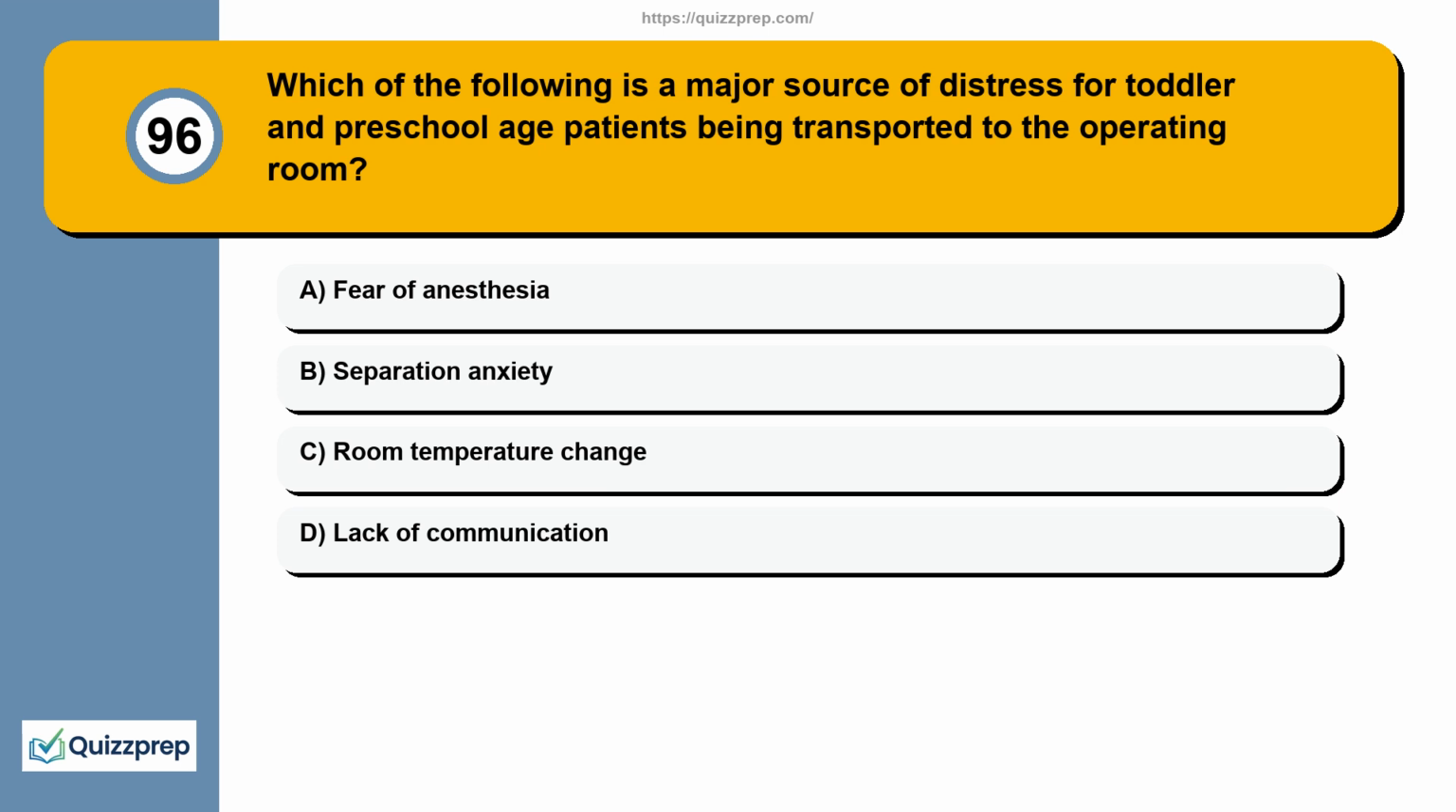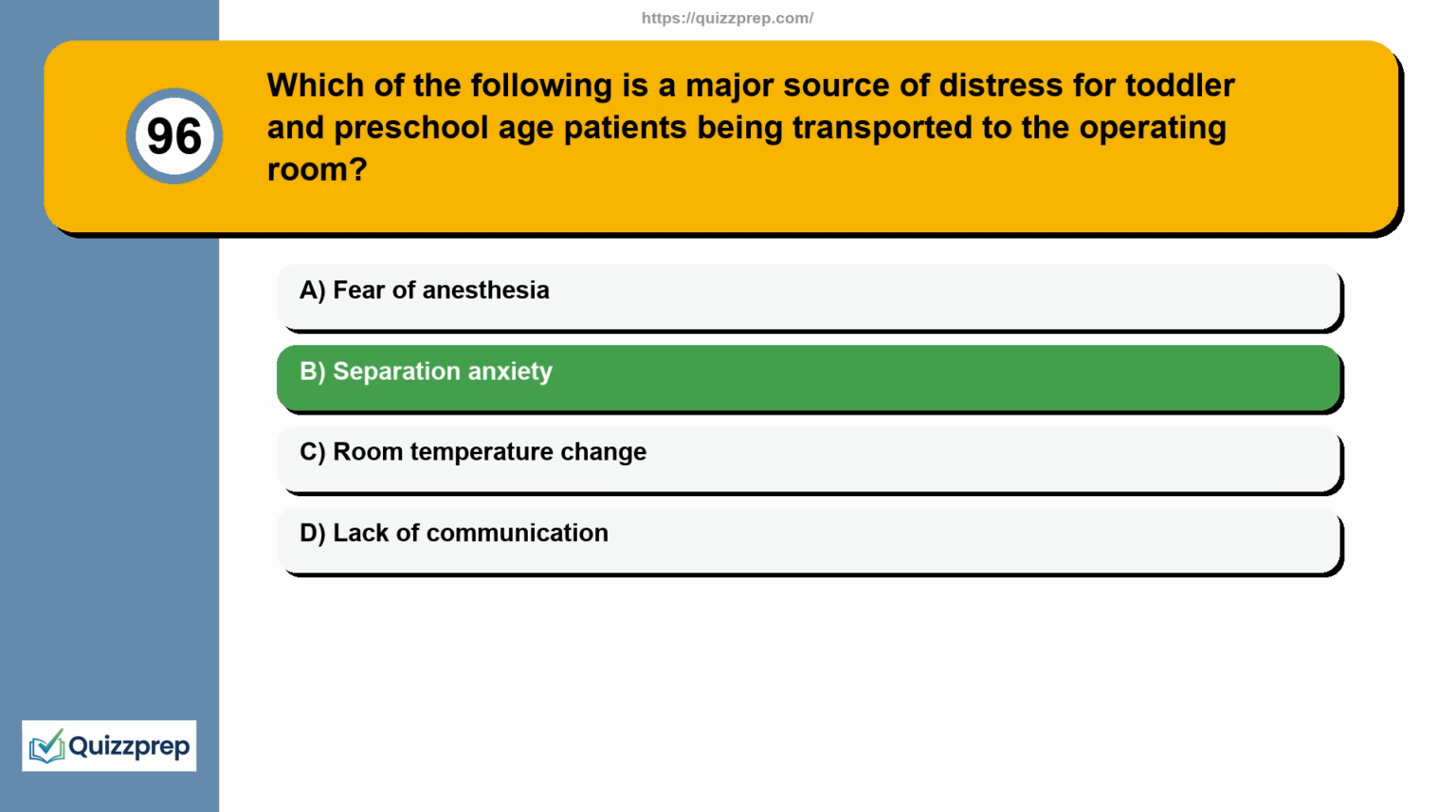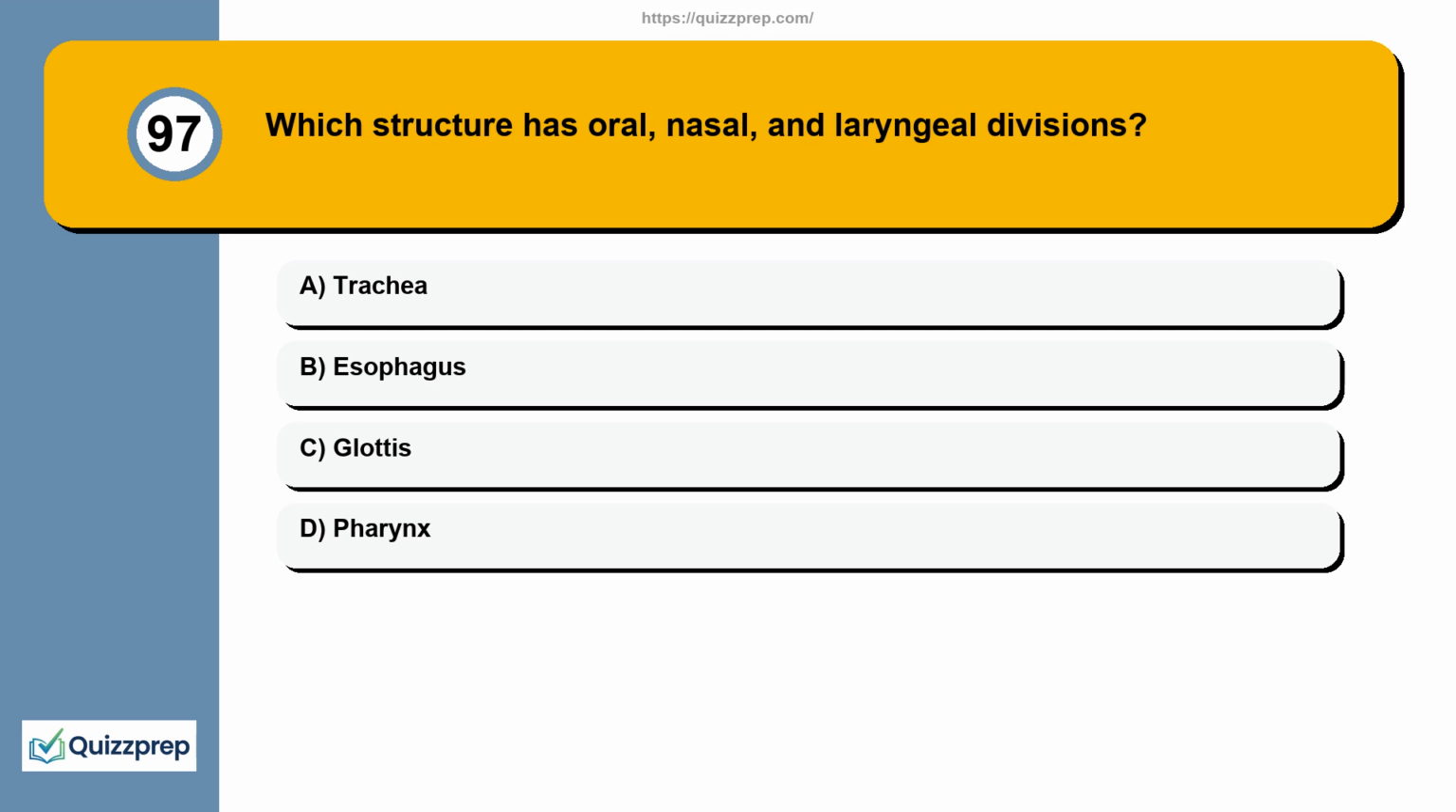being transported to the operating room? Option A, fear of anesthesia. Option B, separation anxiety. Option C, room temperature change. Option D, lack of communication. The correct answer is option B, separation anxiety. Question 97. Which structure has oral, nasal, and laryngeal divisions?